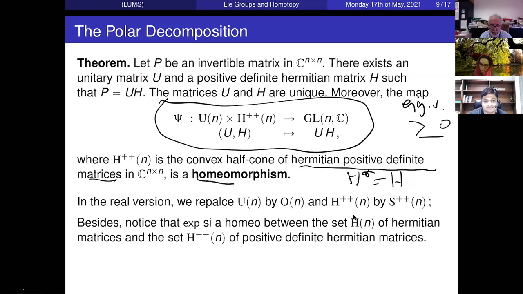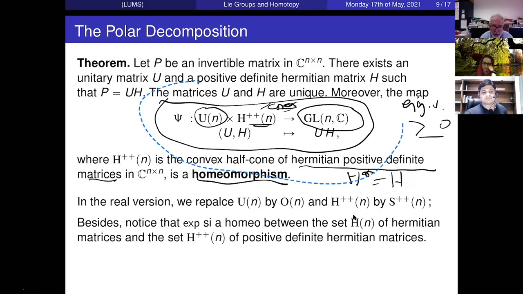What does this imply? It implies again that the topology of GLNC, which is connected, is the same as the one of HN, and this one is convex. So there is no problem with its topology. UN and GLNC essentially have the same topology as far as algebraic topology is concerned, because the part H++ N is, we will see, Euclidean. Let me show it.